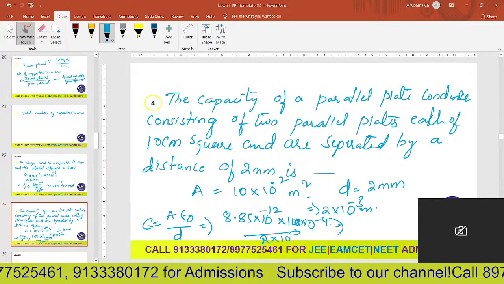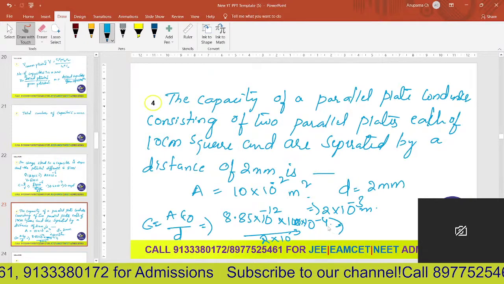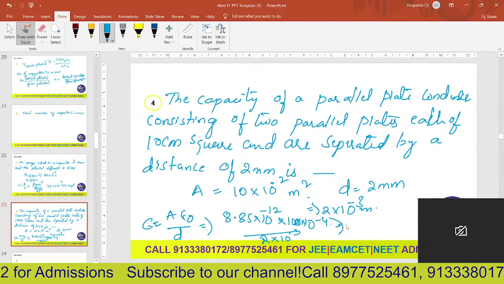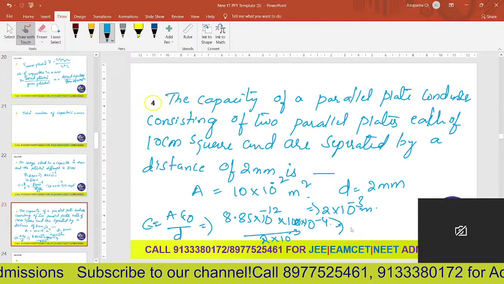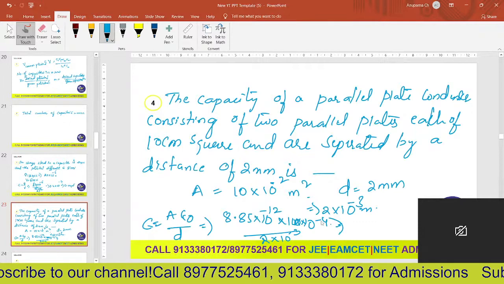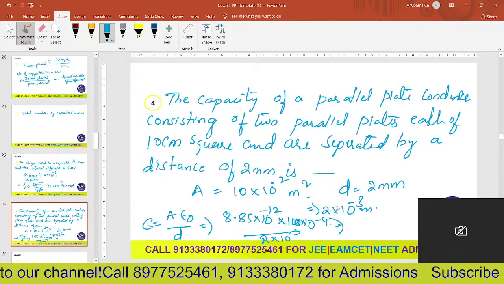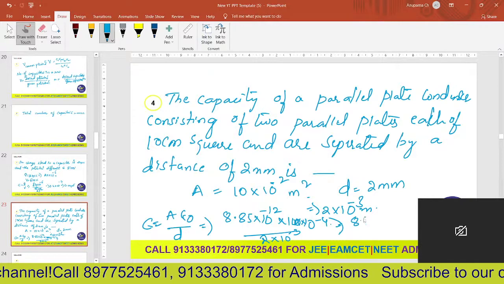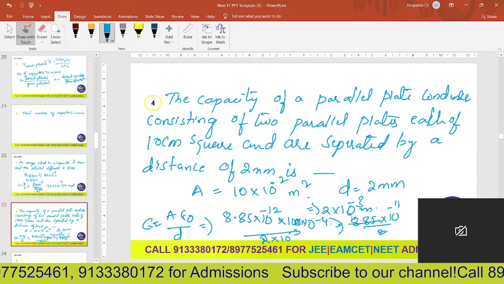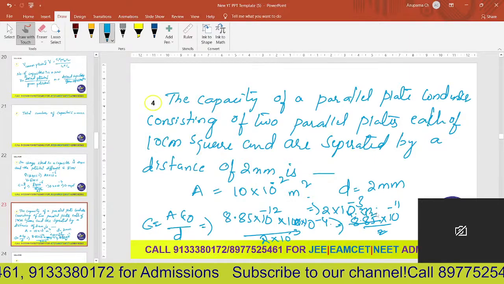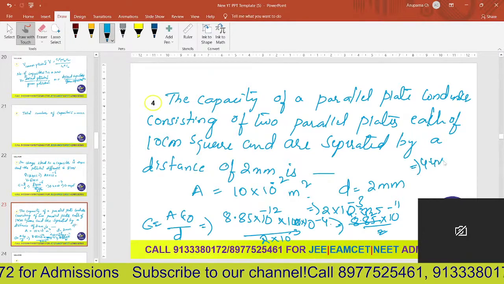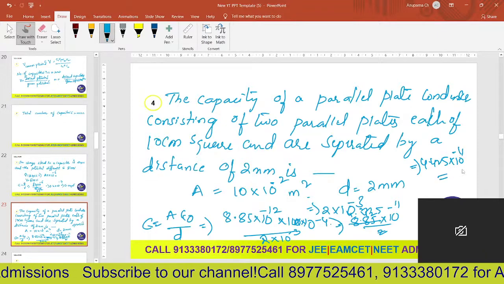Yes. So if you solve this, you get 8.85, this 10 power minus 12, 10 power minus 16, and then this goes up, it will be 10 power minus 11, right? So 8.85 into 10 power minus 11 by 2. So 2 ones are 2, 4.425. So the answer is 4.425 into 10 power minus 11. This is the answer.